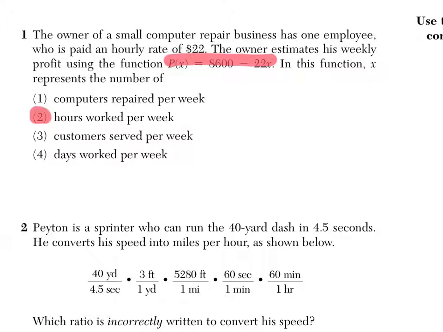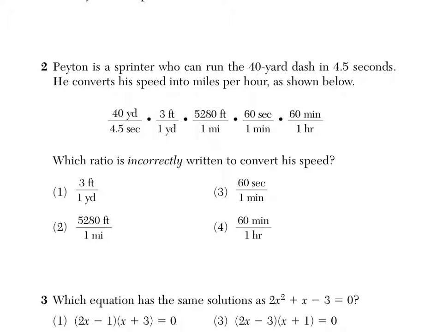In number 2, it's first important to write the correct ratio that they gave you in the beginning, so 40 yards in 4.5 seconds. And from here on out, every single one of these individual ratios must be equivalent to 1. So 3 feet should be the same as 1 yard. 5,280 feet should be the same as 1 mile, and so on and so forth, which is all correct.